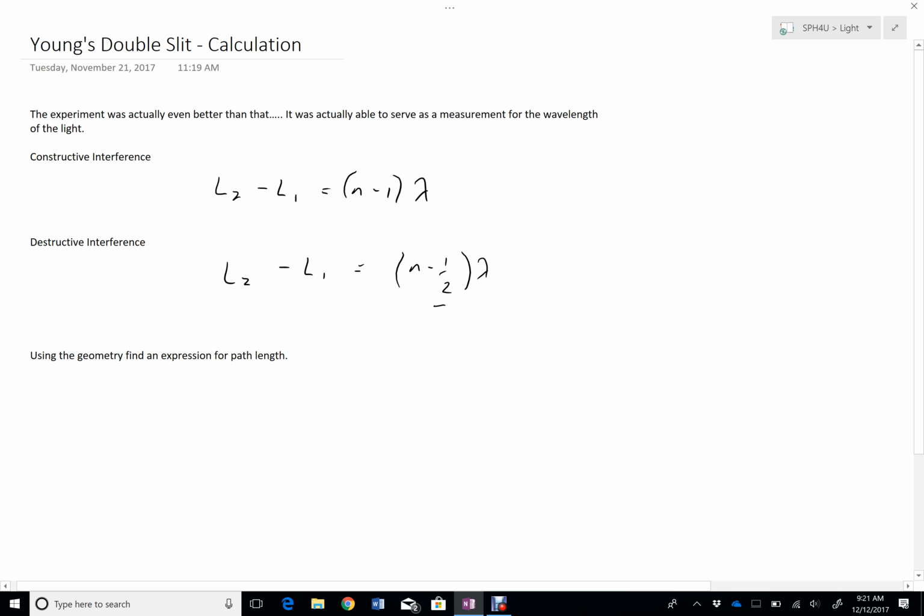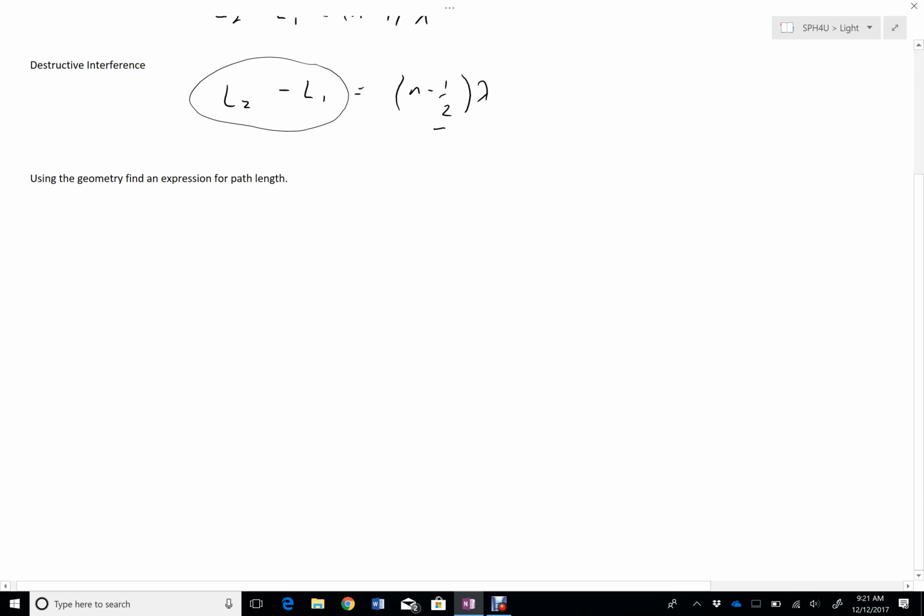So really, what we need to do is figure out how we could measure L2 minus L1 in this setup. I'm drawing this obviously way out of scale, much bigger than it would be, so that I can show you what's going on in this experiment.